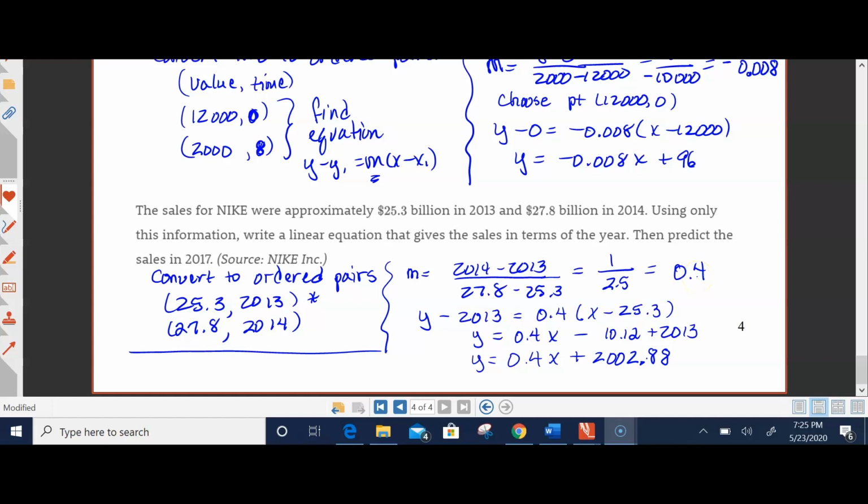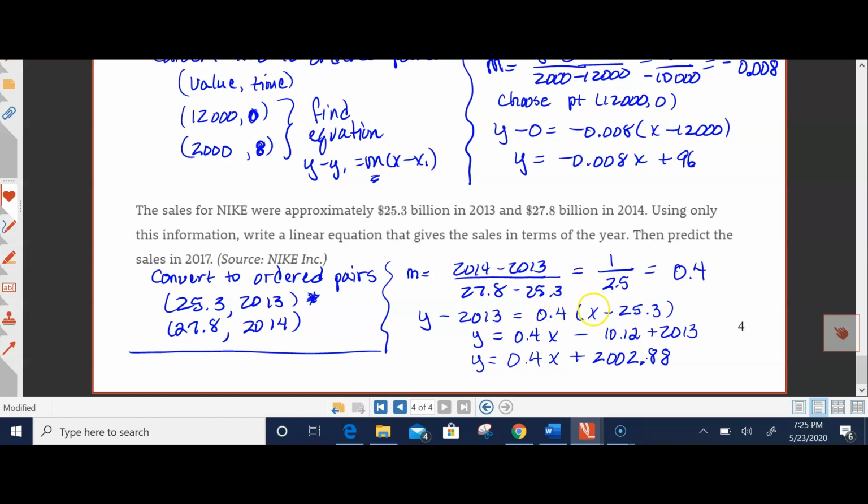Now we have all the information we need to set up the equation. I chose the first point, but you could choose any one. It'll always work out, whichever point you choose. So for y minus y1, I have y minus 2013 equal to m, which is my slope, times x minus x1, and x1 is 25.3.